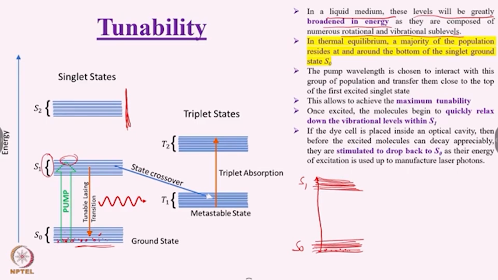Now, let us catch a molecule when it has come to this vibrational state. Although I am saying a molecule, there will be innumerable number of molecules which are here. Now, this molecule, because it is excited, would obviously come down to a vibrational level of S0 by spontaneous emission. Suppose it emits a light of wavelength lambda 1.